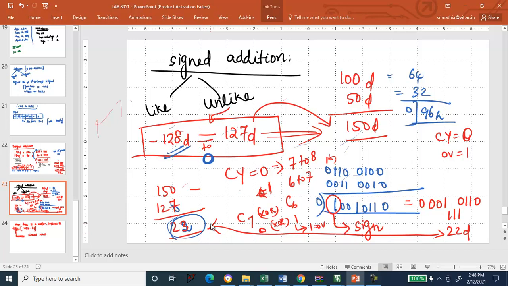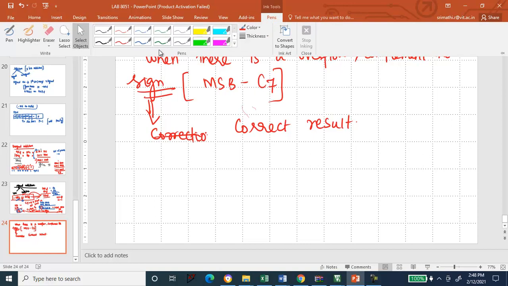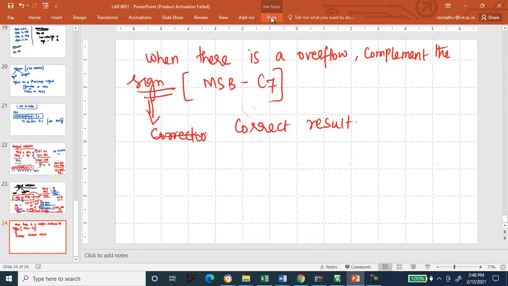Okay, excess thing. But equivalently, what result you will be getting is, so plus 127, what answer you will be getting is, since your sign bit is a sign number, minus 128. The actual result should be 22, but the answer you will be getting is minus 106 decimal.